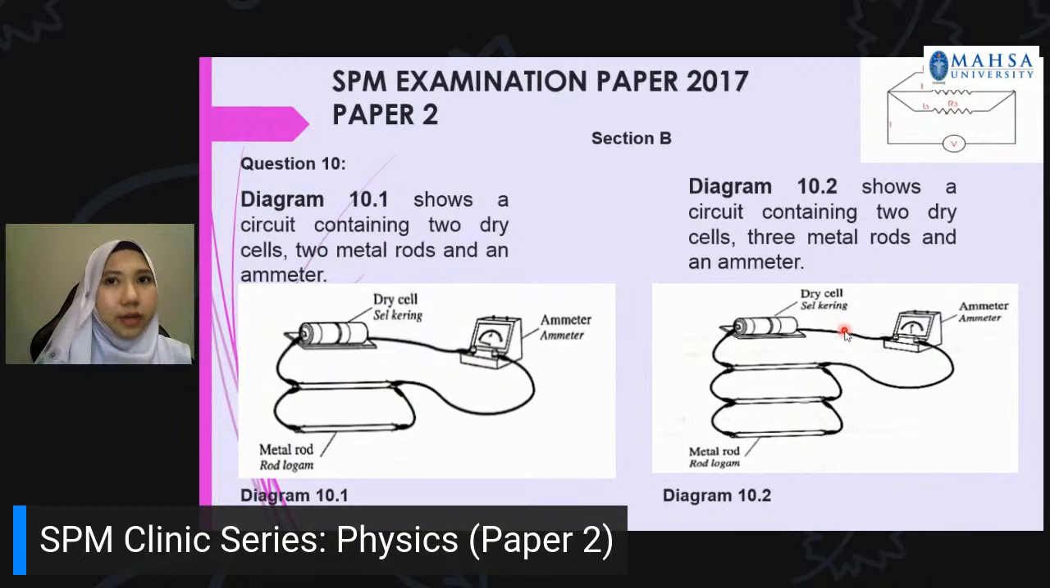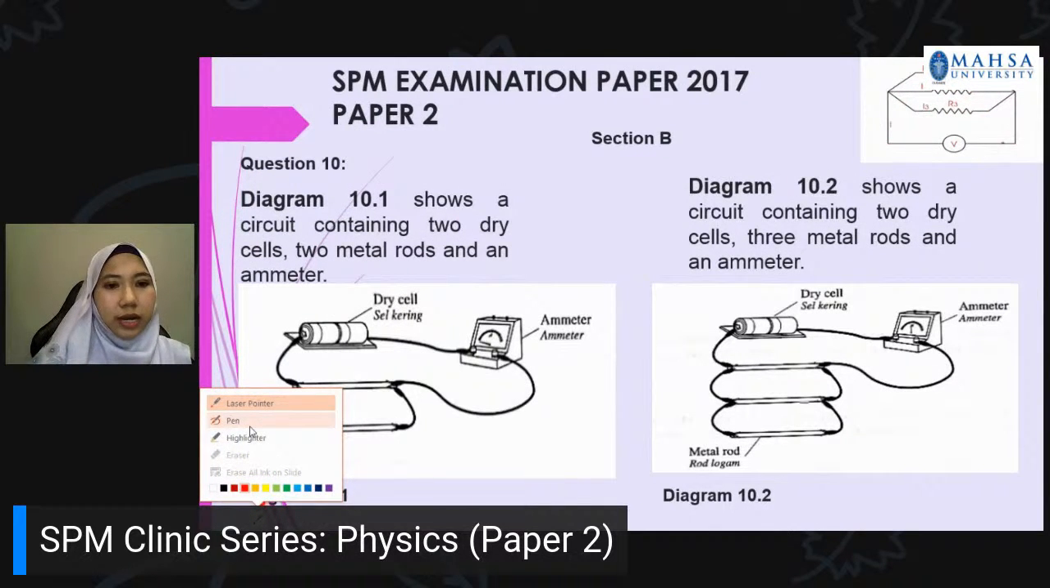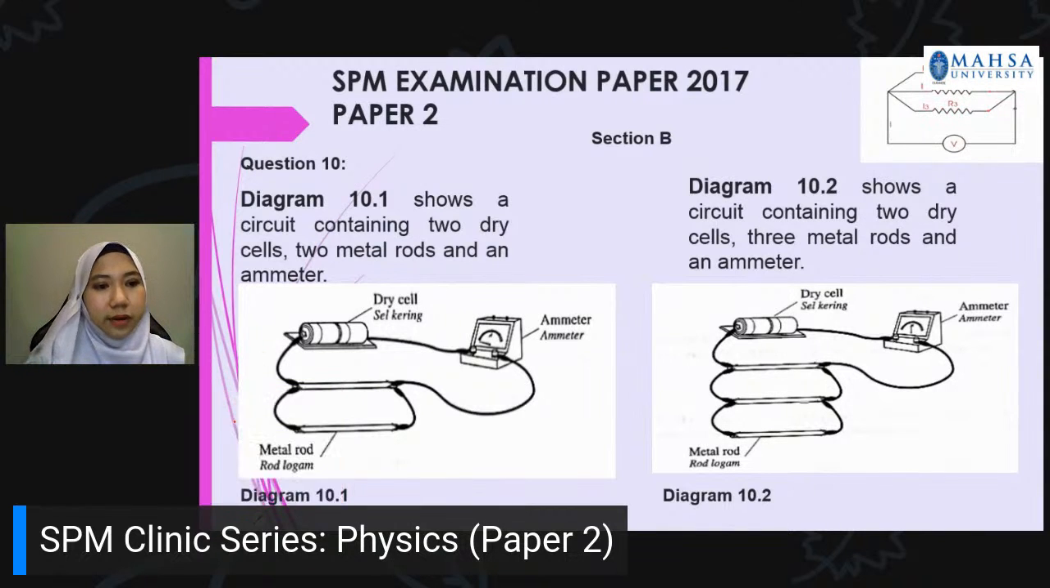When talking about resistance, there are factors that affect the resistance, for example the cross-sectional area of your conductor, the length of your conductor, the type of metal and the temperature. But for this question, if you realize, the length of your conductor for diagram 10.1 and 10.2 is the same. The cross section is also the same, but the difference is the number of metal rods. So what can you expect for the current, which is related to the resistance?